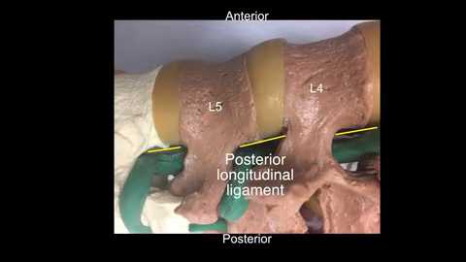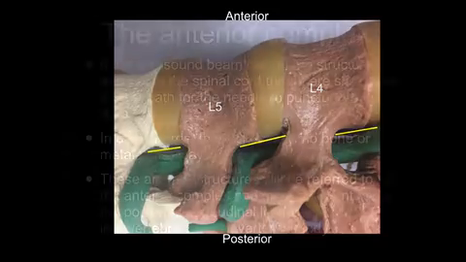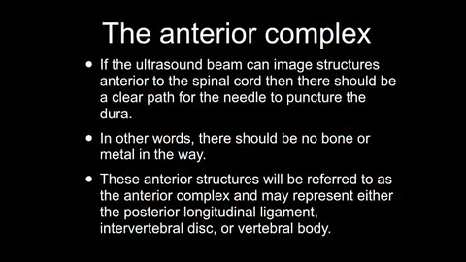In this image, we have now labeled the posterior longitudinal ligament as a yellow line. Please note its relationship to the spinal canal. The anterior complex. If the ultrasound beam can image structures anterior to the spinal cord, then there should be a clear path for the needle to puncture the dura in the case of a spinal, or be placed epidurally in the case of an epidural. In other words, there should be no bone or metal in the way.